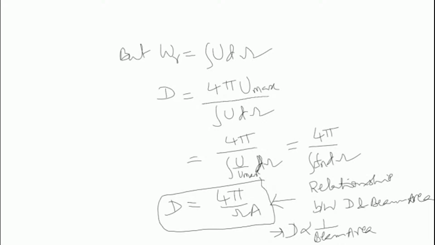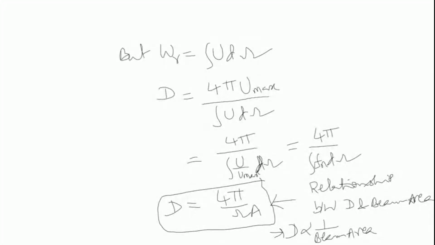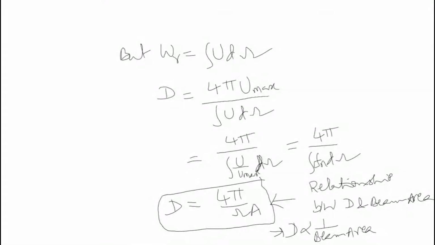Finally, we can write this as 4 pi by integral U by U max d omega. U by U max is taken as the normalized function. You know, the integral of the normalized function over a solid angle is the beam area. So that's why D equals 4 pi by omega a. It is clearly telling that the directivity is inversely proportional to the beam area. So this is about the directivity. Next, as we discussed about the beam area, we need to discuss about beam width.